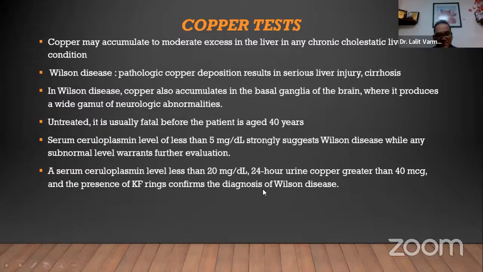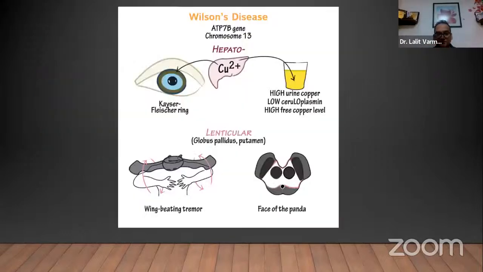A serum ceruloplasmin level less than 20, a 24-hour urine copper greater than 40 micrograms, and the presence of KF ring confirms the diagnosis of Wilson's. Out of this, 2 can be done within the same day, and you will know that it is Wilson's. So basically, when we speak about Wilson's, it is basically the problem with chromosome 13. It's an ATP7B gene mutation.